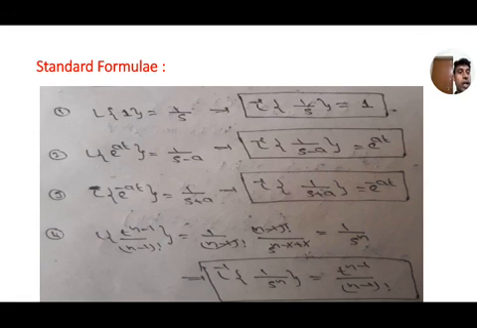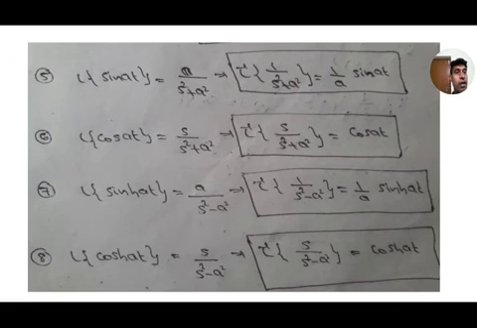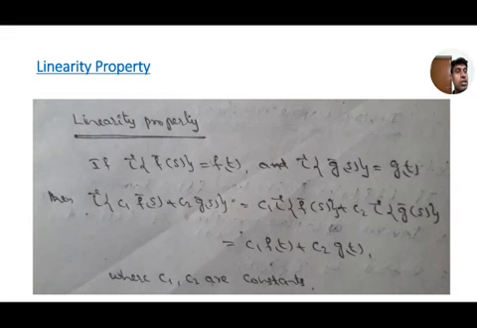L inverse of 1 by s minus a equals e to the power of at. L inverse of 1 by s to the power of n equals t to the power of n minus 1 by (n minus 1) factorial. L inverse of 1 by s square plus a square equals 1 by a sin at. L inverse of s by s square plus a square equals cos at. L inverse of 1 by s square minus a square equals 1 by a sinh of at. L inverse of s by s square minus a square equals cosh of at.